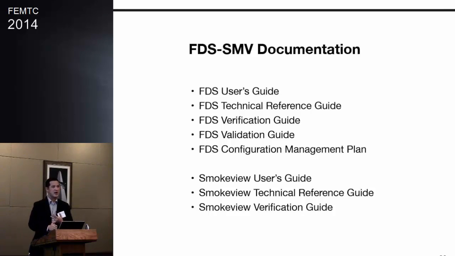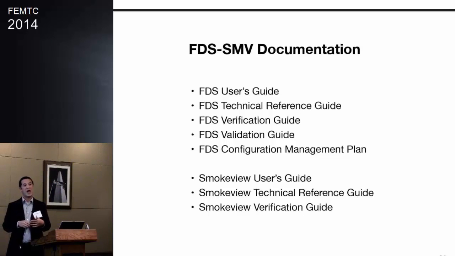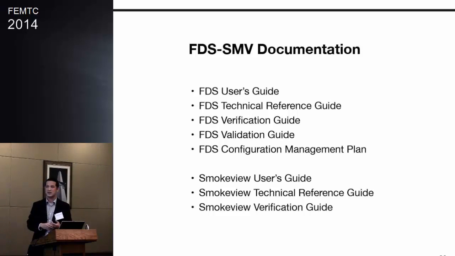The technical reference guide has all the governing equations for the different submodels. So if you're wondering how we do smoke detection, how we do turbulence, how we do combustion, it's all in there. We have the verification guide, which has those 600 cases documented and the expected answer. It has the validation guide, which has the 44 and growing data sets. And then the SmokeView user guide, technical guide, and verification guide. So these are all packaged with the FDS bundle, and the updated nightly versions of these are online.